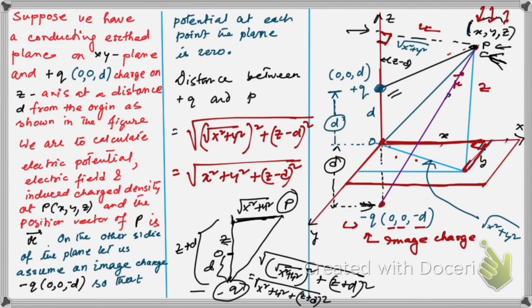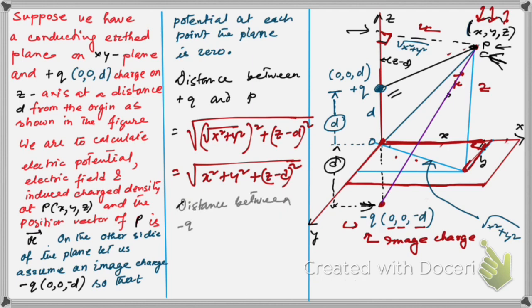Now let me clean this part. So here you can see, the distance between minus q charge and point P is given by root over x square plus y square plus (z plus d) whole square. This is the distance between the negative charge and the point P.